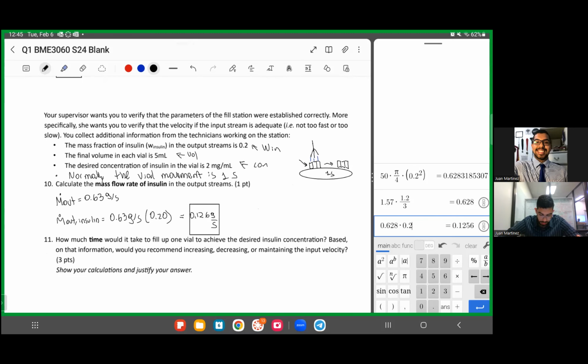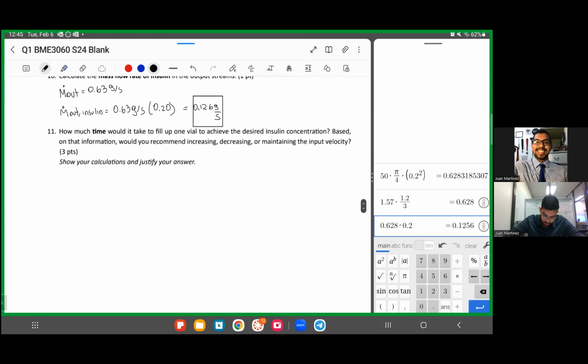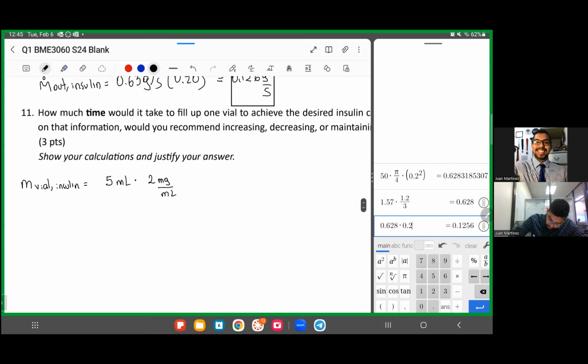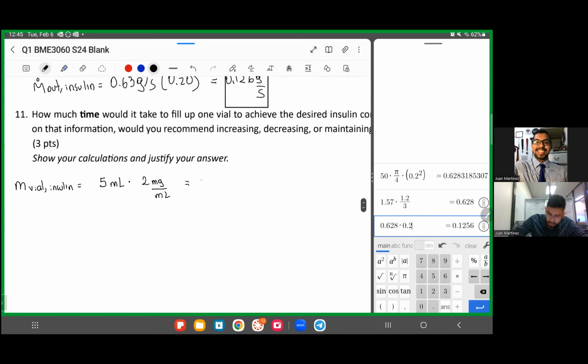That's what we're going to get as mass. So let's start with that. The mass of insulin in the vial is going to be equal to 5 milliliters times 2 milligrams over milliliter. We don't need the calculator for this, it's going to be 10 milligrams.